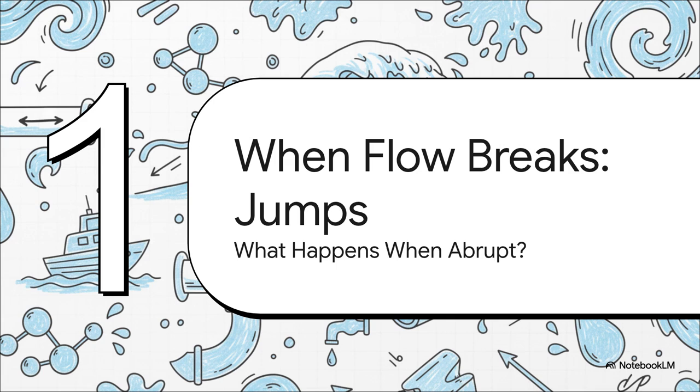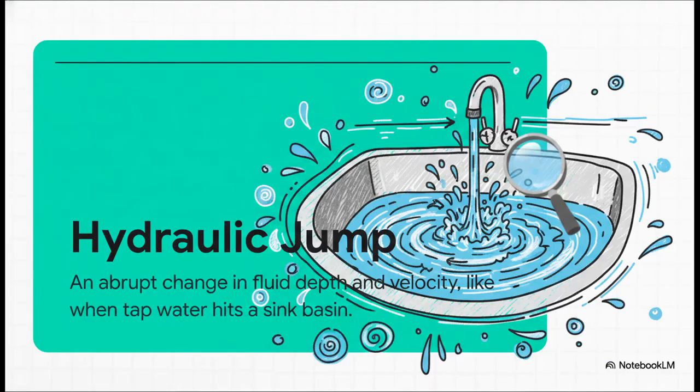Okay, so this all works beautifully when you have nice, smooth, gradual changes, like inside a pipe, but what happens when that orderly flow gets suddenly, violently disrupted? What happens when the flow breaks? Well, what happens is something called a hydraulic jump. It's this really abrupt, almost shocking change in how the fluid is behaving.